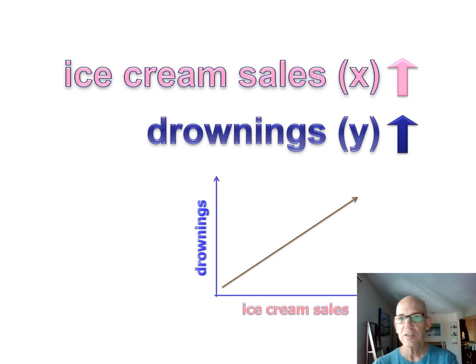And so I bet this is the example I'm going to leave you with right now, is ice cream sales and drownings. These two things are highly correlated. The more ice cream that's sold, the more people that drown. And you start to think, well, that's silly. Ice cream doesn't cause drowning, and it doesn't.